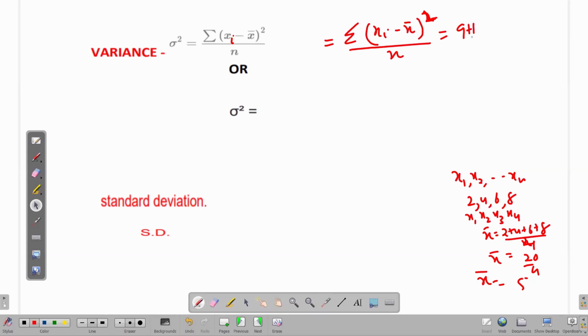plus 1. And 6 minus 5, I get again 1 and the square is 1. 8 minus 5, I get 3 and its square is 9, upon the number of observations, those are 4. So this is how I get variance.